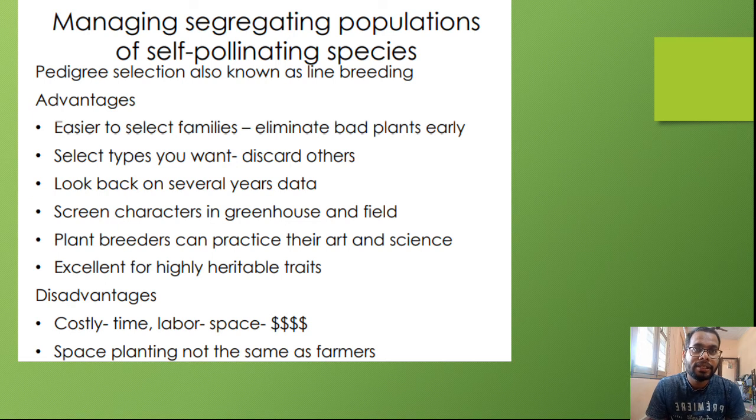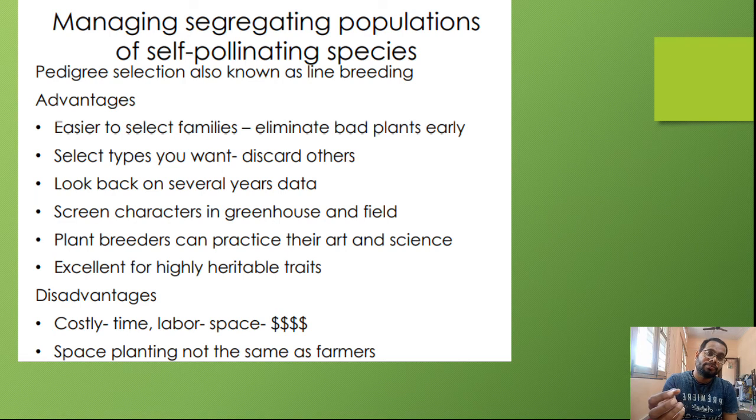What is the advantage? The advantage is that it is easy to select the families and plants in the early generation. When you make a cross, after F1 you will get F2, and in F2 you will get different segregants. Each segregant produces its own family, so we get different types of families in different generations.